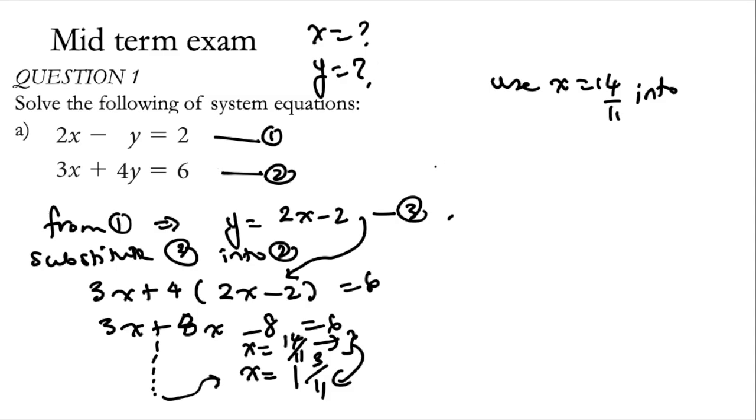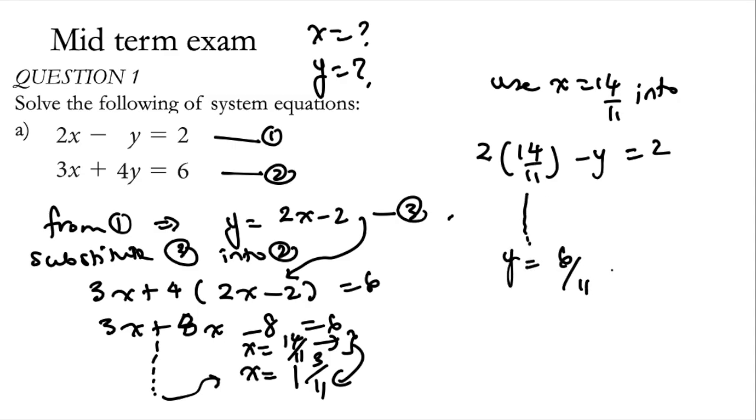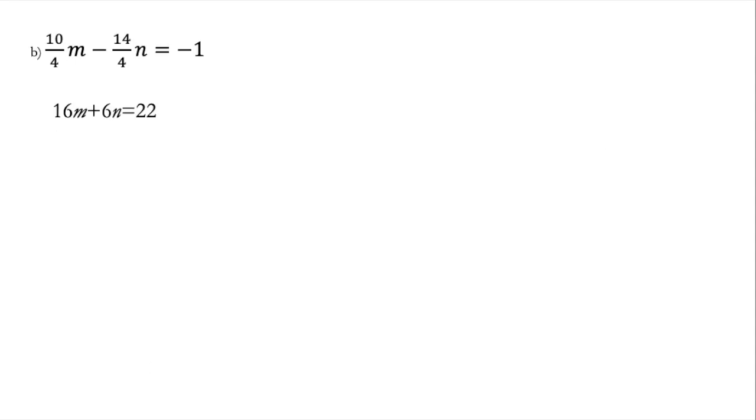So here, if let's say I use equation 1, 2 times 14 over 11 minus y equivalent to 2, isn't it? And then you solve it, show all the details. You're going to get y equivalent to 6 over 11. Okay. Now, let's move to the second question.